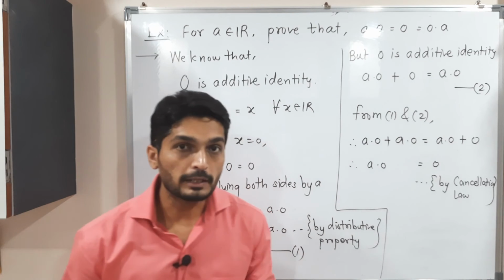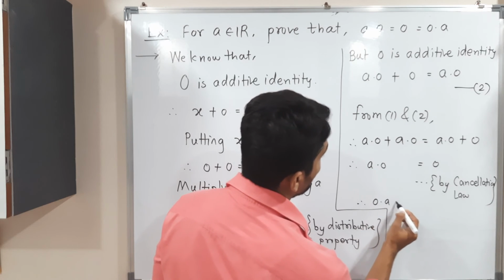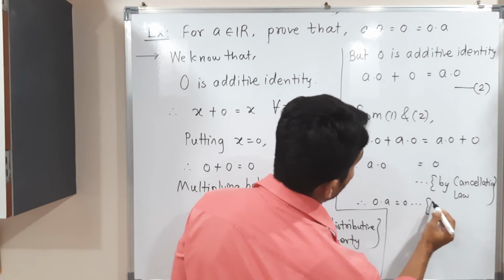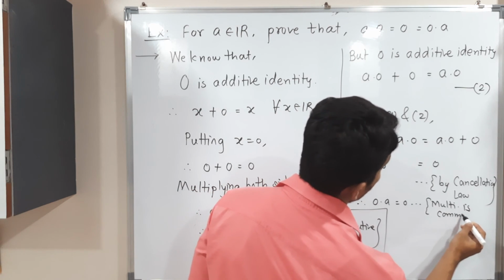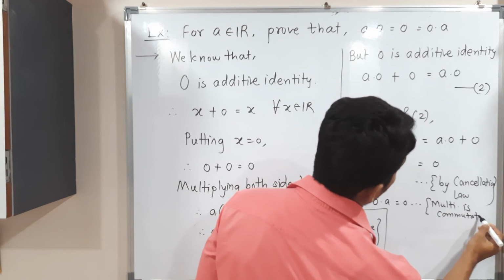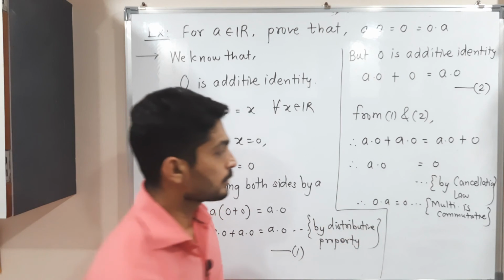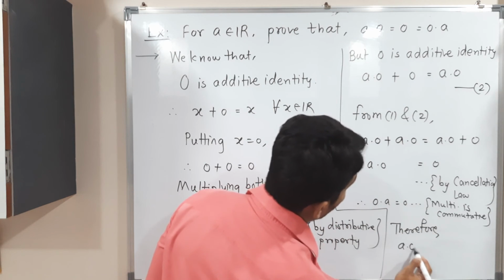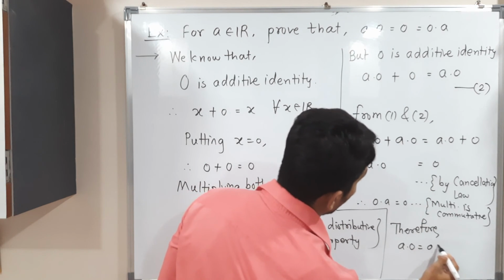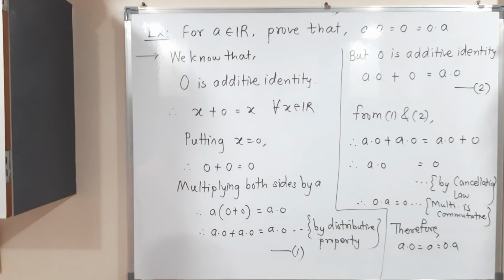But you know that multiplication is commutative. So therefore a into 0 is nothing but 0 into a is equal to 0, since multiplication is commutative. So therefore a into 0 is 0 and 0 into a is also 0. What can we conclude? a into 0 is 0 and 0 into a is also 0. So in this way, we have proved. You can make a screenshot of it. After that, we will stop. Thank you. Bye bye.